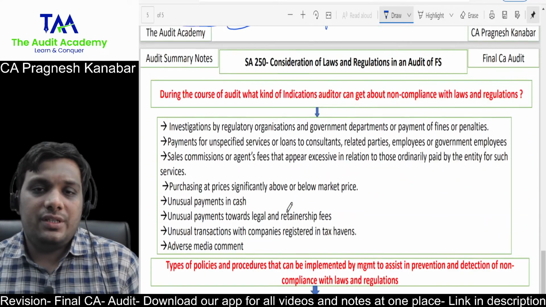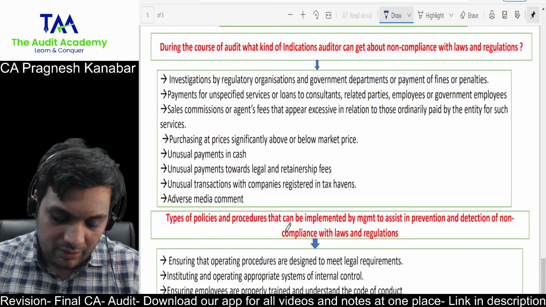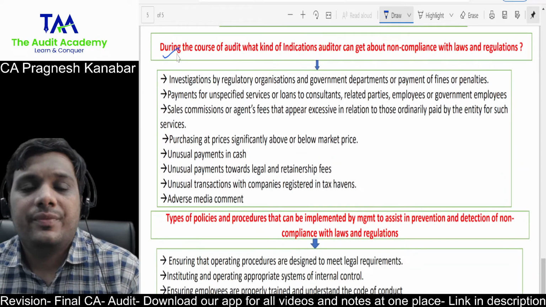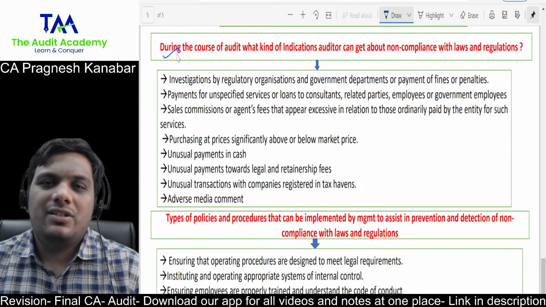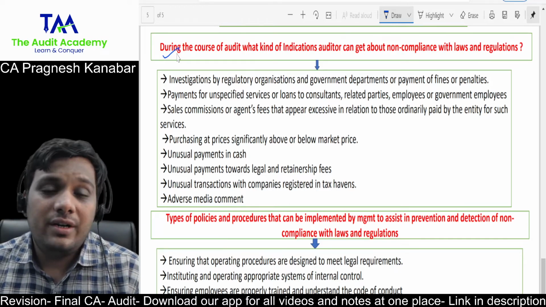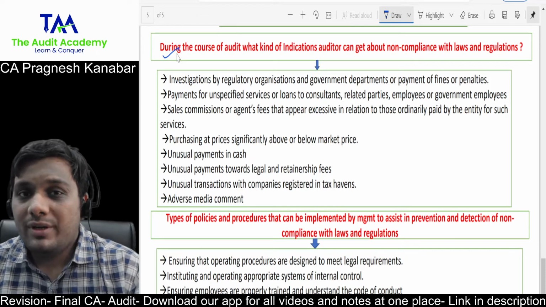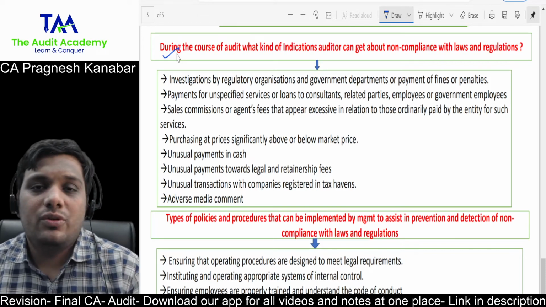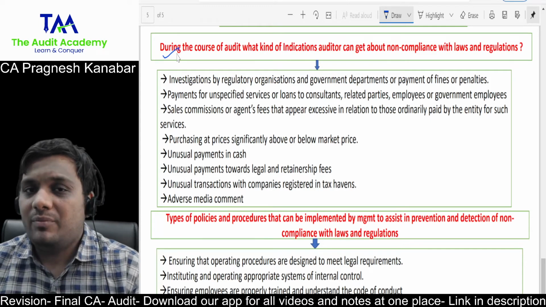Now there are a couple of theory questions, but these are very interesting questions that can be asked. As an auditor, during the course of audit, how can you get indications that there seems to be a non-compliance? Just think about all bad things. If there are too many cash transactions, unaccounted transactions, transactions with no invoices or no documents, or if there is something unusual that you notice, if there have been raids, search, seizure by the income tax department, by the tax departments.